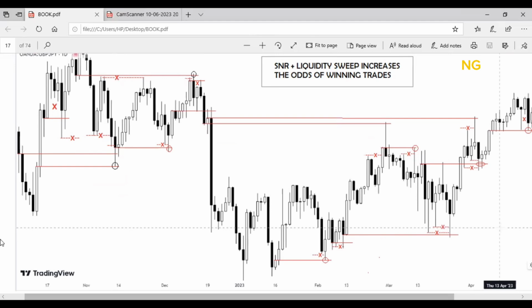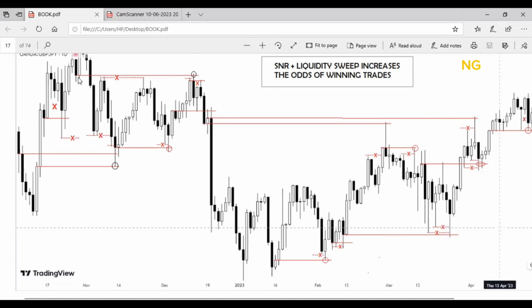You can see this place now. See this place, this place, this place. This is an S&R. Price tapped into this place. Price tapped into this place. You sweep out this liquidity here. Then this place here, this place here. All these candlesticks do not tap into this. They are yet to tap into it.